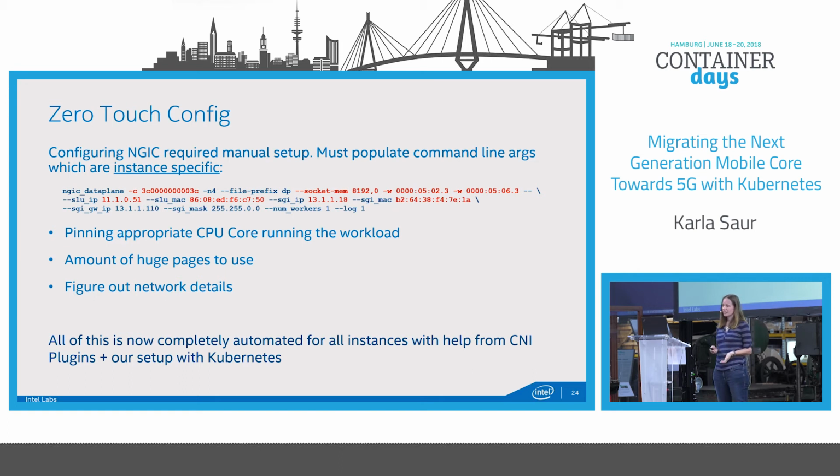All of this is handled now completely by our Kubernetes setup and the CNI plugins. So the core manager will make sure that none of the cores overlap. It just passes it through a little bit of our scripts. It passes it automatically. And we can launch multiple instances without thinking about any of the things that used to take us a very long time to set up.